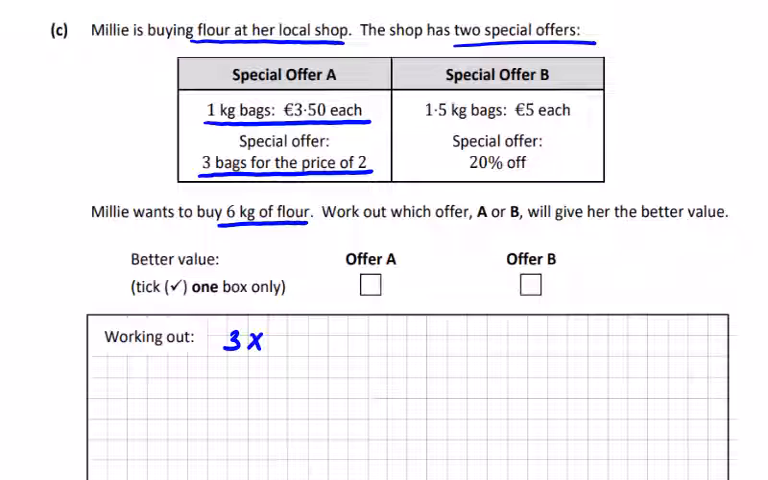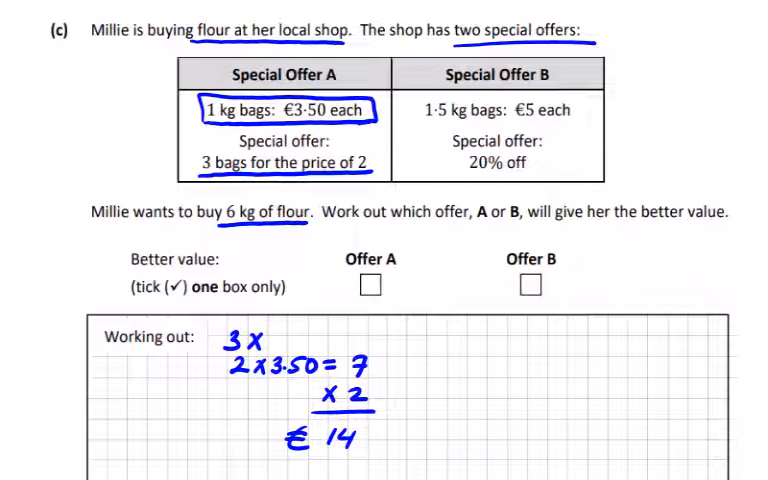Okay, so 3 bags will cost just 2 of the 350s. She's getting the third one free, so that's €7, and she'll need to buy that twice, so €14. So each €7 is 3 kilos, 3 bags, paying for 2, getting 1 for free, so €14 for A.